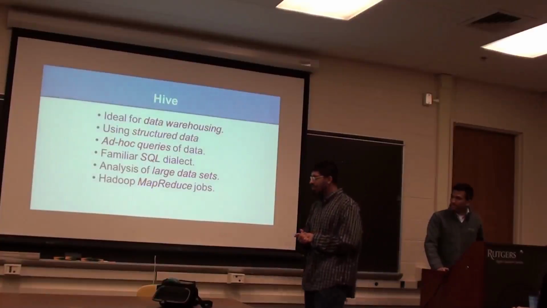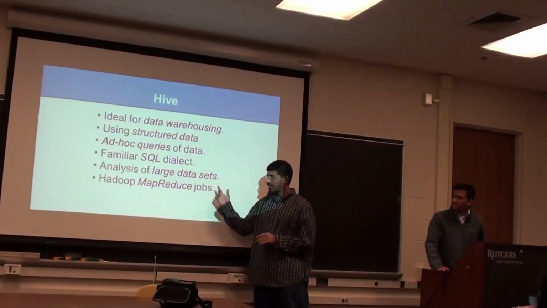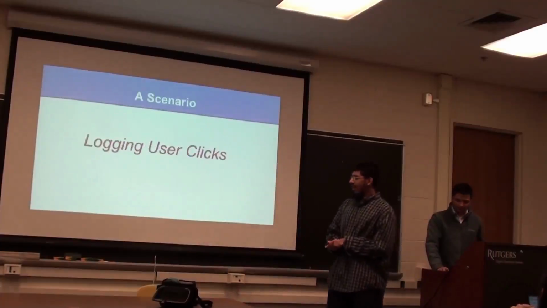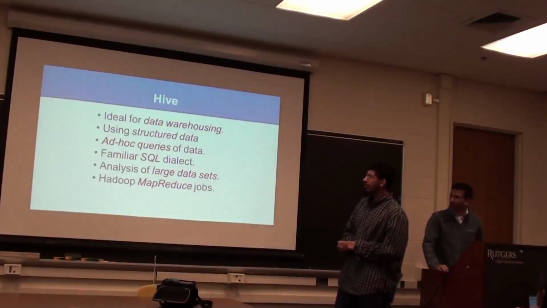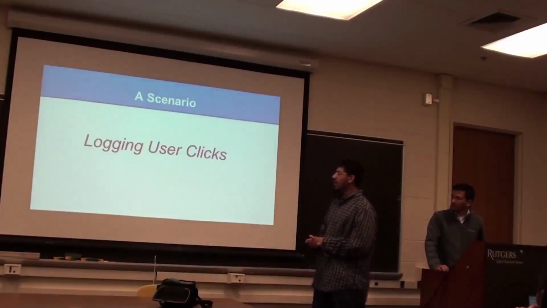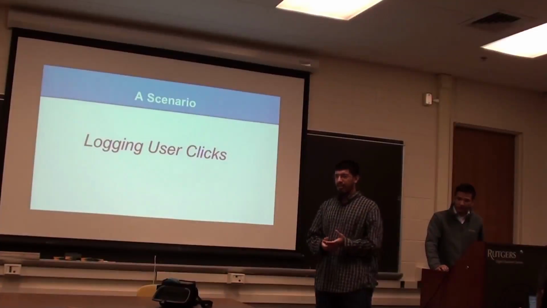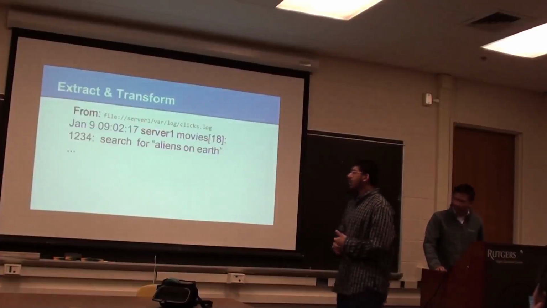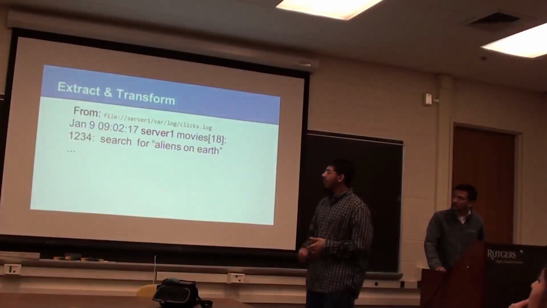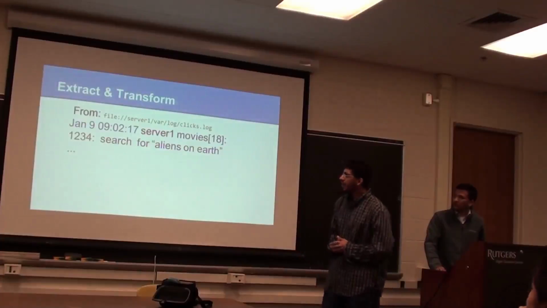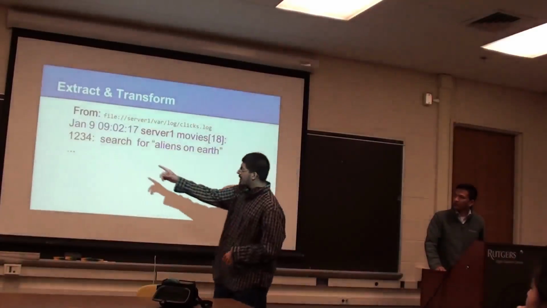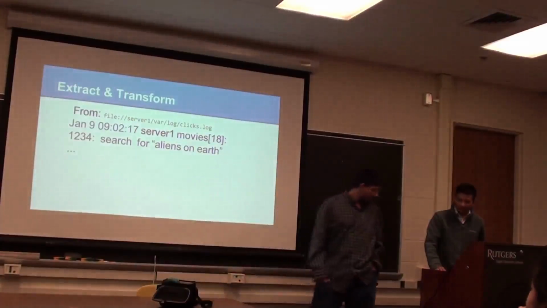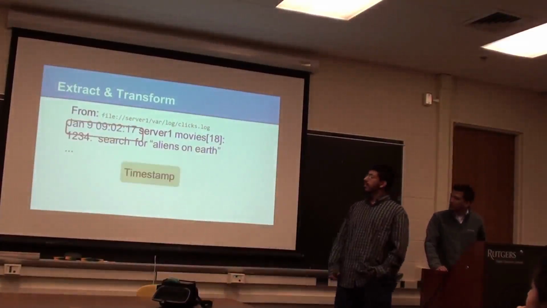The main reason you can't use SQL is because of the large data sets. They're too large for SQL to handle, so Hive translates to MapReduce jobs. Let's look at an example where we log the user's clicks, for example on Facebook or Amazon. The first thing we have is a file on the server, clicks.log. It has the date, the timestamp, and all this information. The first field is the timestamp.